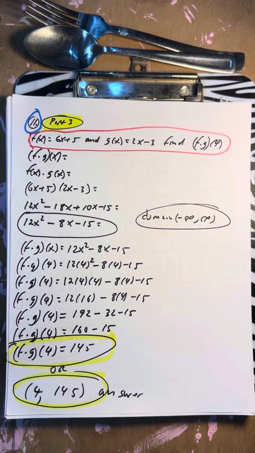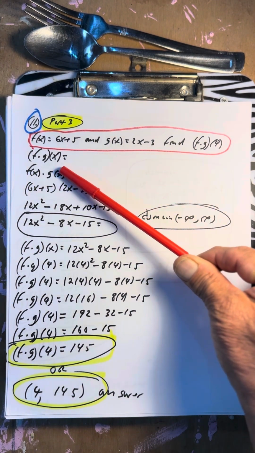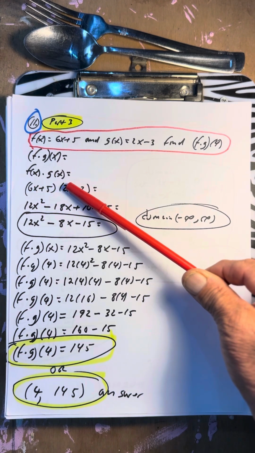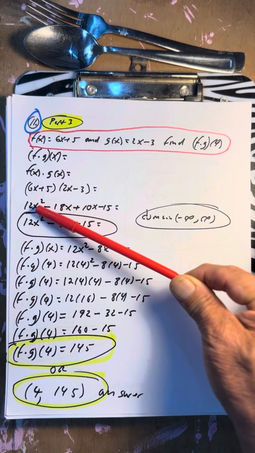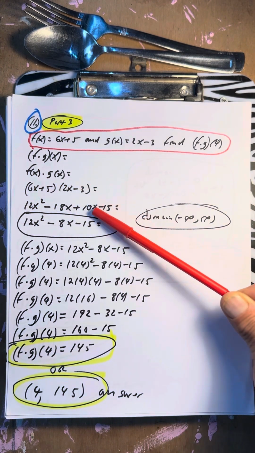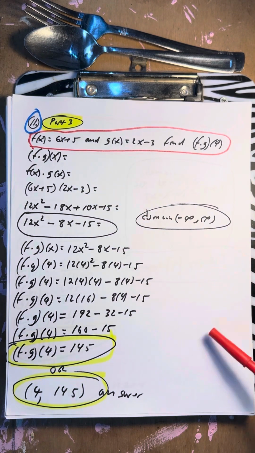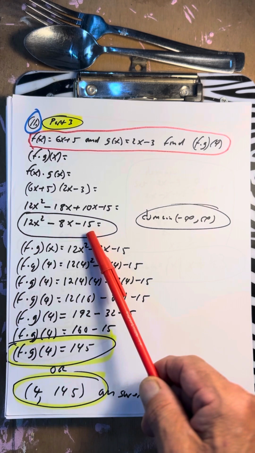Part 3. F times g of x. So f of x times g of x is 6x plus 5 times 2x minus 3. Do the FOIL. 6x times 2x is 12x squared. 6x times minus 3 is minus 18x. And 5 times 2 is 10x, minus 15. Put them together. 12x squared minus 8x minus 15.